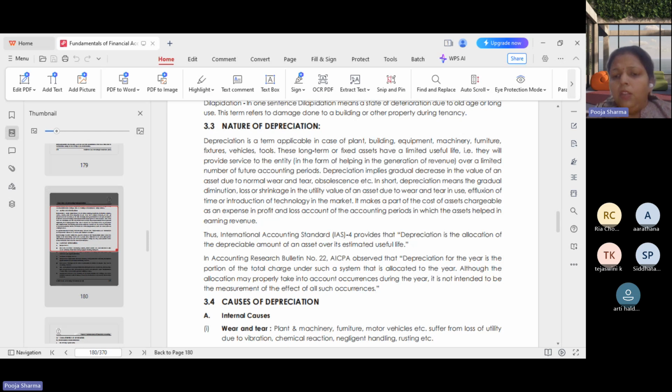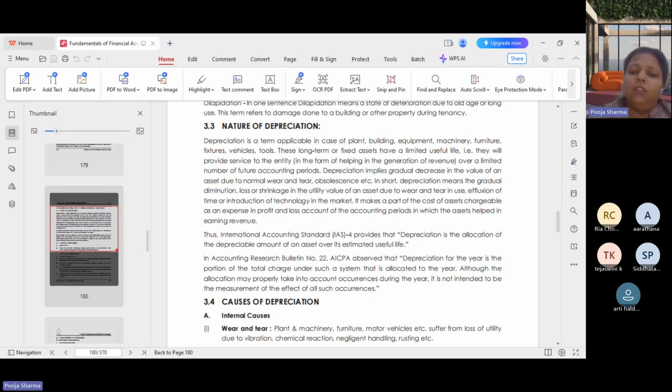Actually, the depreciation amount is the cost of the asset. What is the depreciable amount? It is the cost of the asset that we have to write off in the balance sheet and show as net assets. Now, what is useful life? Useful life is the period over which we are expected to use the asset, or the number of units that we are expected to produce during that time.